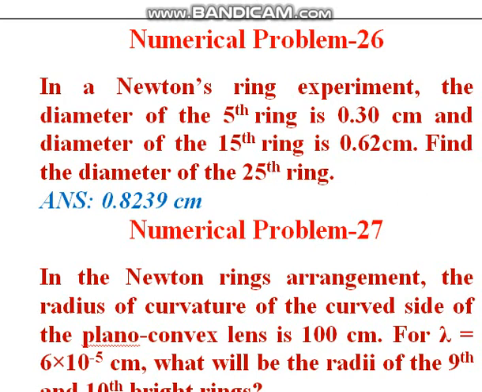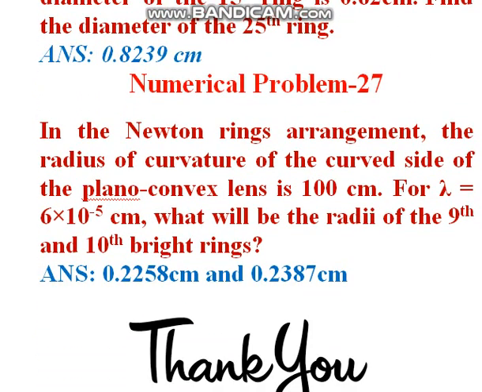Now come to numerical problem 27. In this numerical problem there is a curved surface given and lambda is given. What are the radii of the 9th and 10th bright rings? So you simply use the formula for the diameter of the bright ring, put in the data, and you will get the answer.